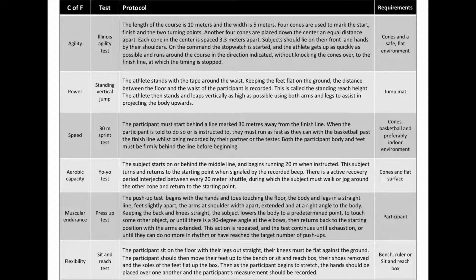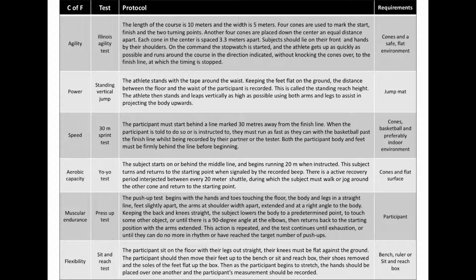The fourth component of fitness is aerobic capacity. I chose the yo-yo test to test this, and the protocol for this is that the subject starts on or behind the middle line and begins running 20 metres when instructed. The subject turns and returns to the starting point when signalled by the recorded beep. There is an active recovery period interjected between every 20-metre shuttle, during which the subject must walk or jog around the other cone and return to the starting point.